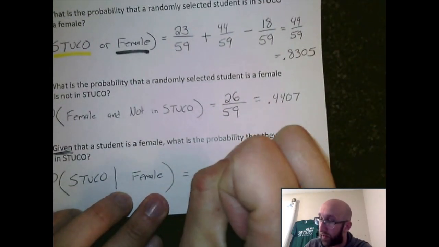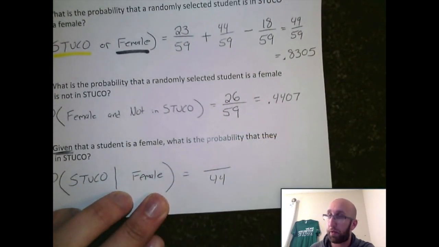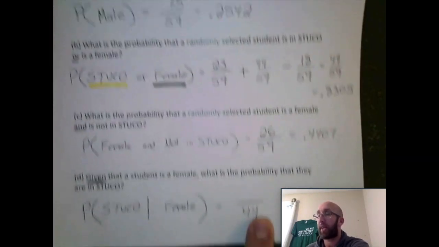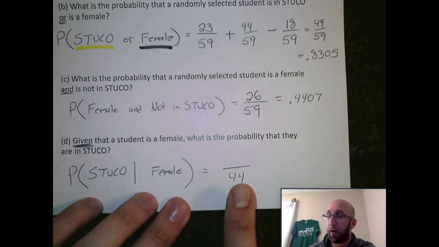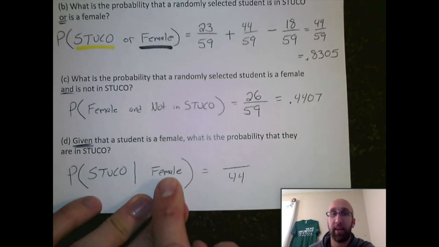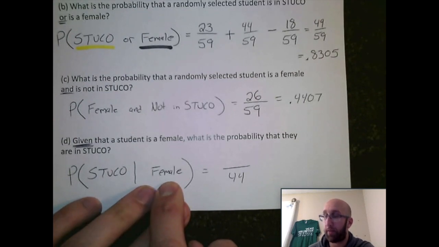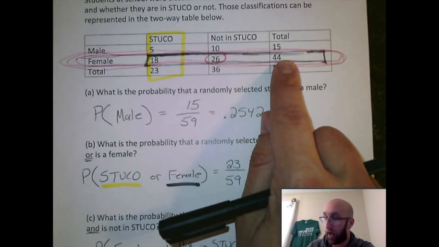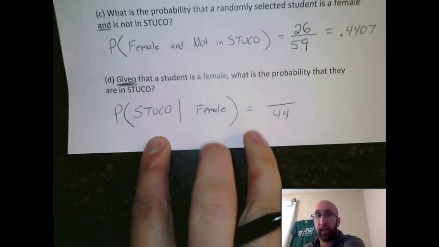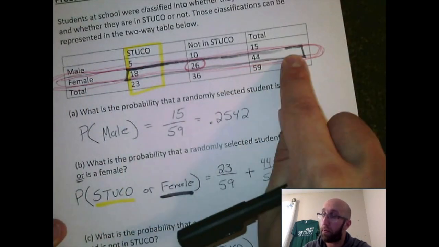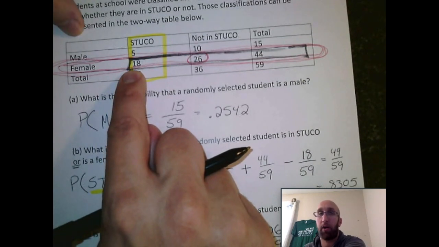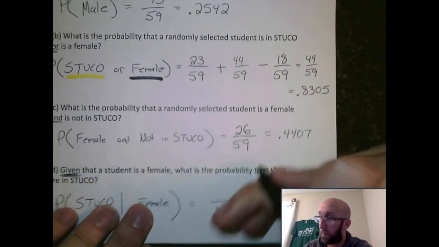So you'll notice, compared to the previous three problems I did, all these other ones were out of 59, out of 59, out of 59. For a given situation, we're now out of 44 here because we are in the female row. Now, given that we are a female in the female row, we need to figure out, all right, of this 44 total, how many are classified as in Stuco? Well, only focusing on this row, there's 18 students there that are female and in Stuco.